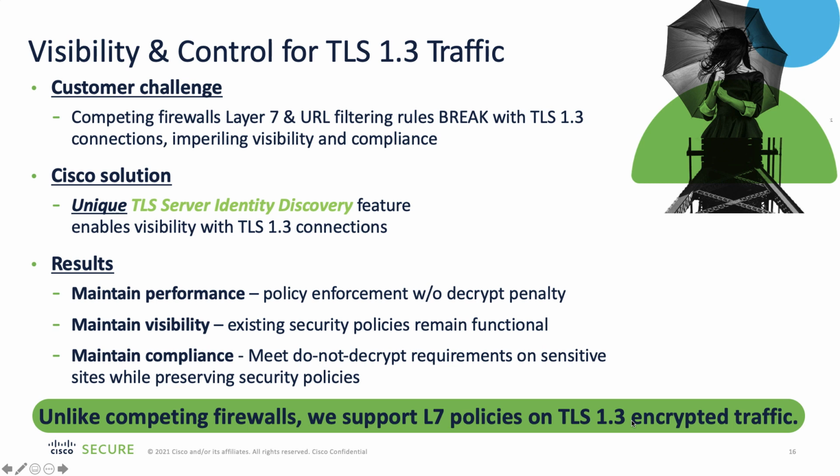It's called TLS Server Identity Discovery. TLS Server Identity Discovery is awesome because it's one of the greatest differentiators that we've ever brought to market with our firewall. It matters because it's not only unique, it solves real problems. Our main competitors have nothing like this innovation. This feature matters because without it, TLS 1.3 connections and your Layer 7 application control and URL filtering policies will break. The competition's answer to this is, oh, decrypt everything. But like we just talked about, that's not a tenable position.